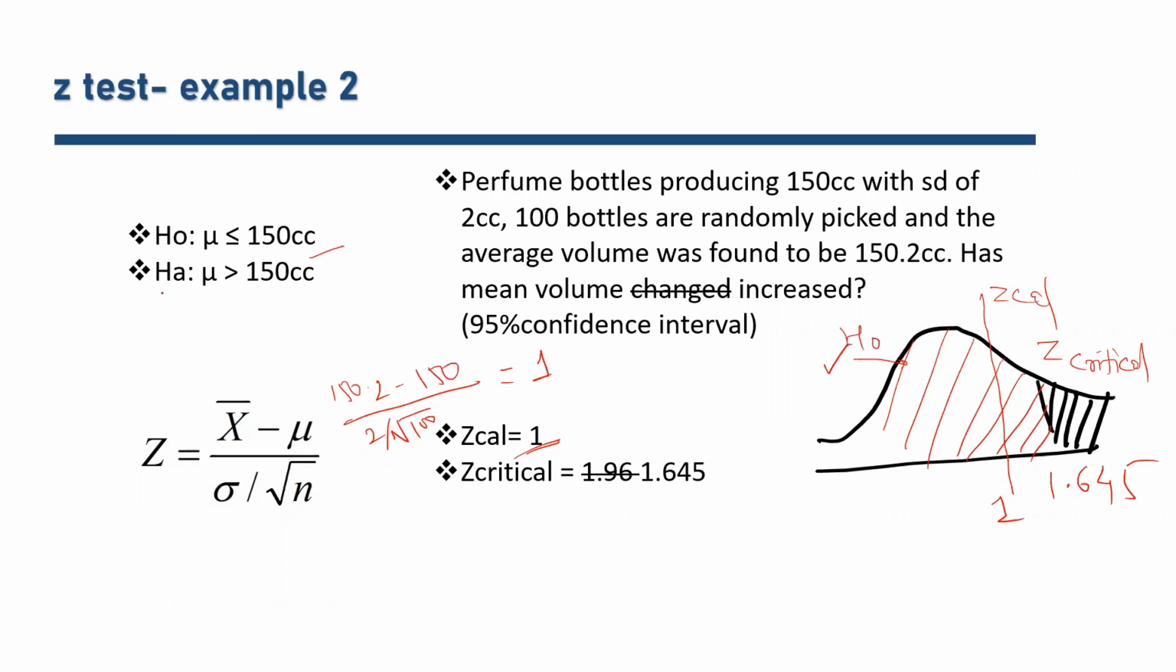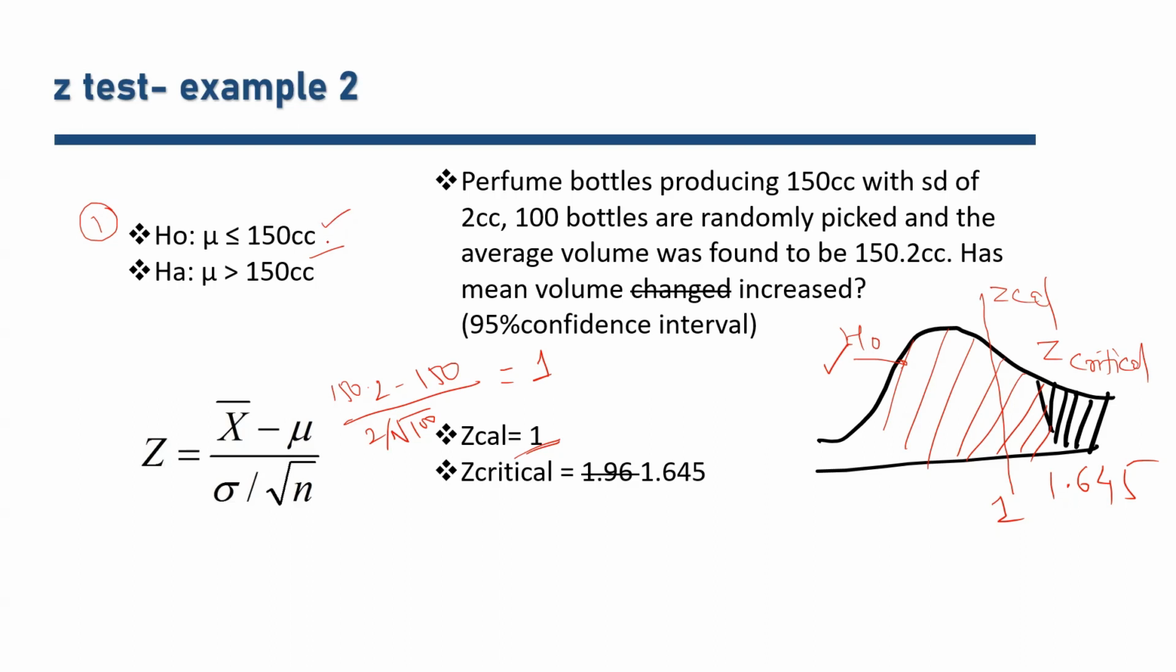So what you do, the first step is to find out your null hypothesis. If I am asking whether your volume has increased, like whether the person is guilty, you will say no, the volume has not increased. So you basically say the null hypothesis is that it is less than or equal to 150.